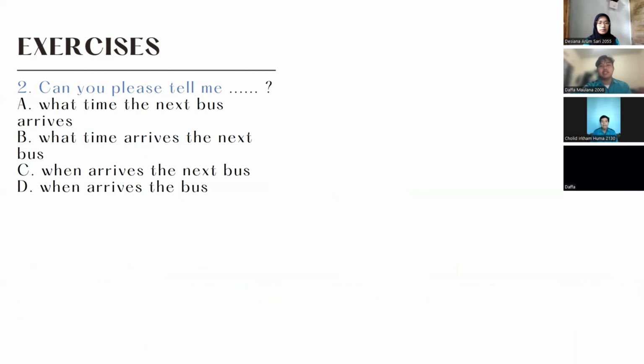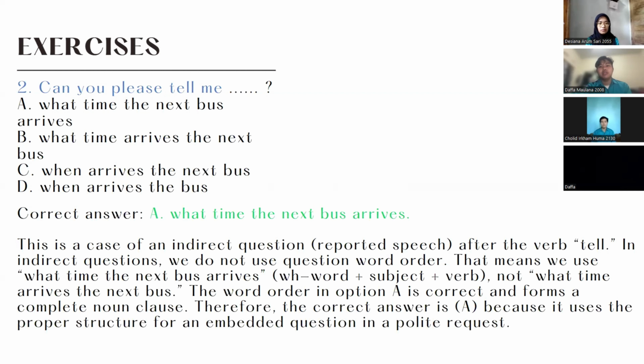Number 2 exercise. Can you please tell me? A. What time the next bus arrived? B. What time arrived the next bus? C. When arrived the next bus? D. When arrived the bus? The correct answer is A. What time the next bus arrived?